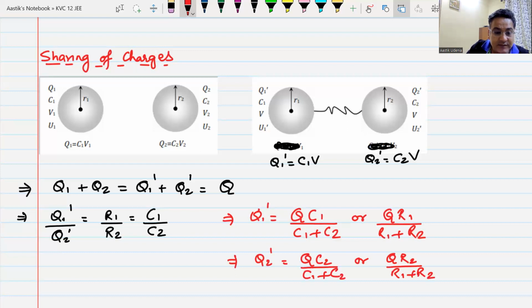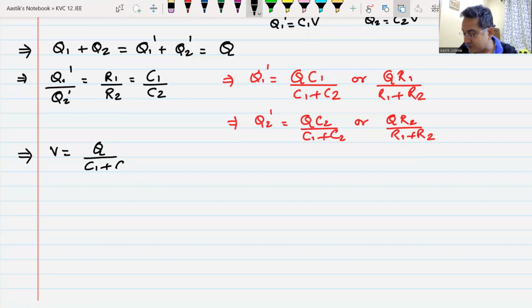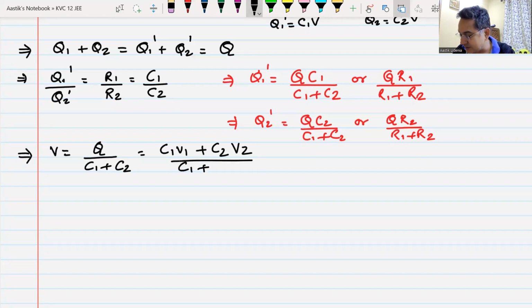They will reach a common potential. I think we had seen the formula of that common potential in the previous class. Again, we can write this formula in this class as total charge Q divided by C1 plus C2, or you can also write it as C1 V1 plus C2 V2 divided by C1 plus C2.